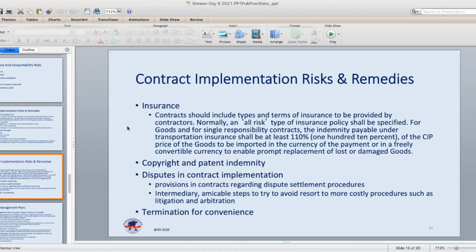Now, in the same neighborhood of termination for convenience, there is, in the context of emergency procurement, it's not exactly, I don't think, like the termination for convenience scenario, but it's similar. And that is that in emergency procurement contracts, it's probably advisable in most cases, if not all cases, in contracts concluded, for example, in the immediate aftermath of a disaster, to include a clause that gives the procuring entity the right to cease further supplies.